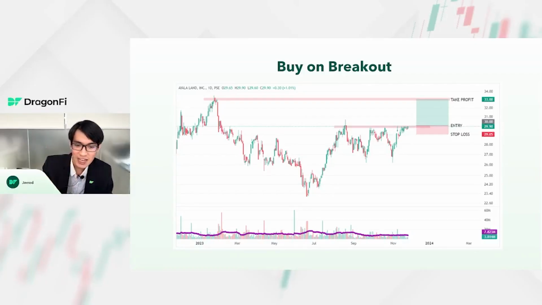So first, you set your entry at 30 pesos, di ba? Yan yung resistance level, di ba? So that's your breakout. Next, your stop loss dapat a little bit below resistance, right? Kasi if it goes back down, di ba? Parang nauntog na siya, right? So your stop loss should be a little bit below resistance, di ba? May konting buffer.